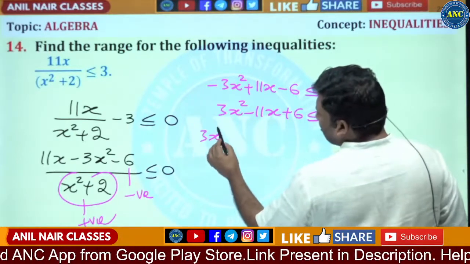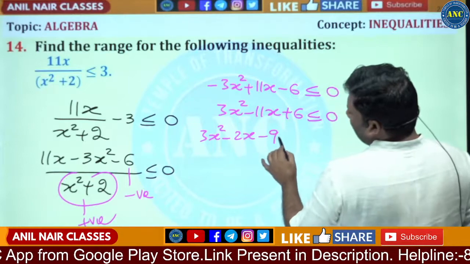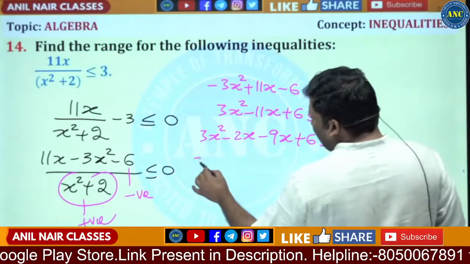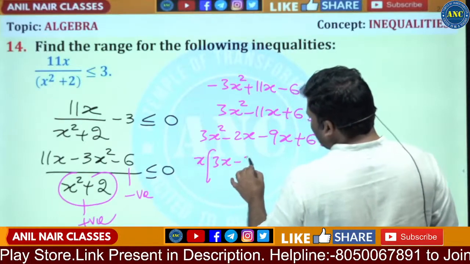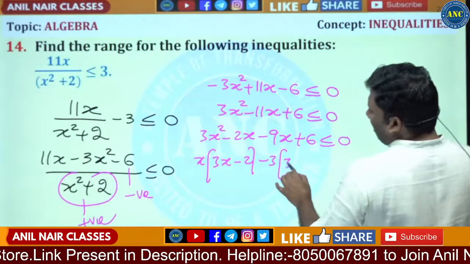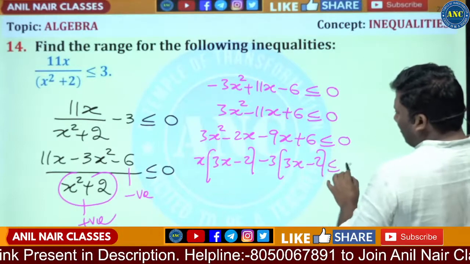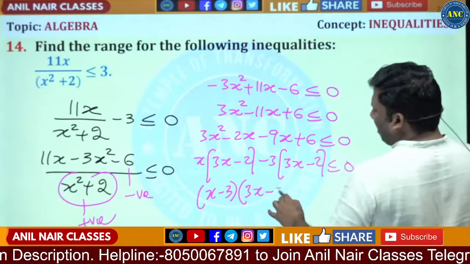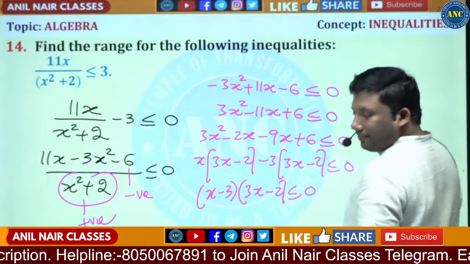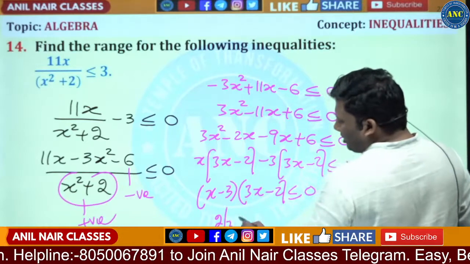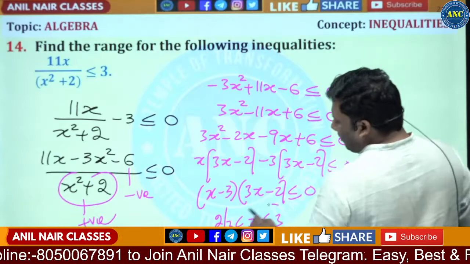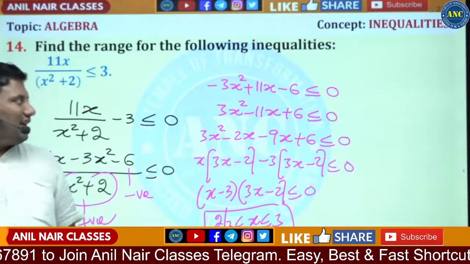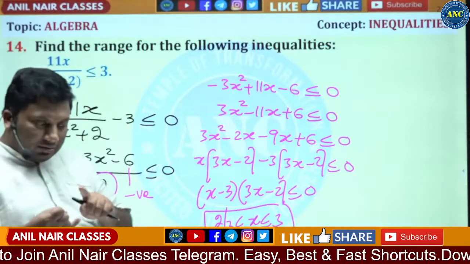18 means 9 2s are 18. Minus 2x minus 9x plus 6 less than or equivalent to 0. X into 3x minus 2 minus 3 into 3x minus 2 less than or equivalent to 0. So x minus 3 into 3x minus 2 less than or equivalent to 0. 2 by 3 less than or equivalent to x less than or equivalent to 3. I hope it is clear.